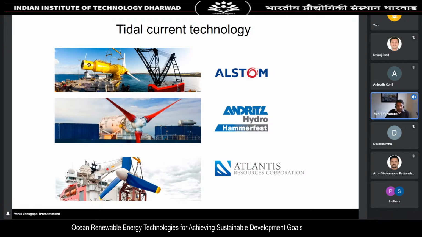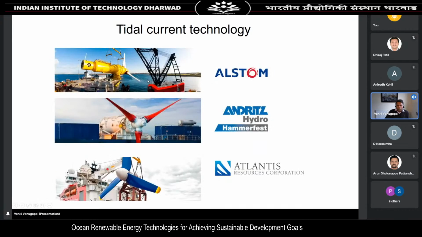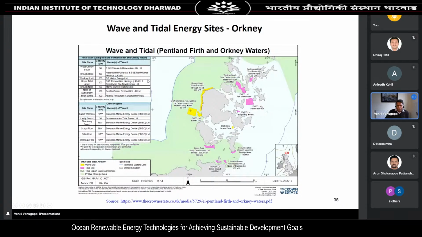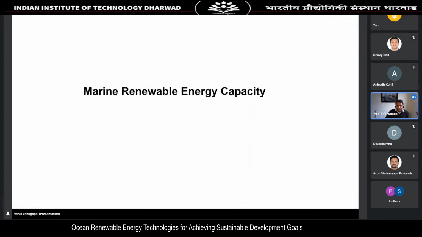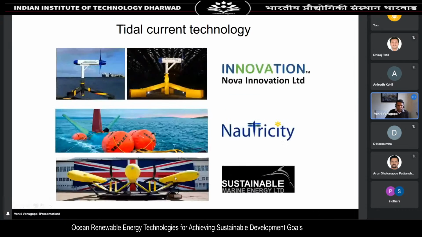And there are other types of devices. In here, what you see is OpenHydro, which is the technology I showed before. And a floating tidal technology, and this is the Archimedes Swing, which I mentioned before. And also other twin-bladed technologies, and the company called Sustainable Marine Energy Innovations.